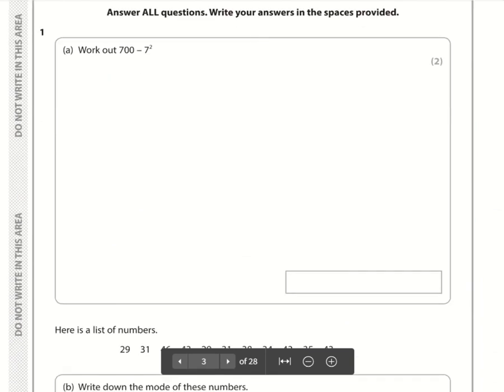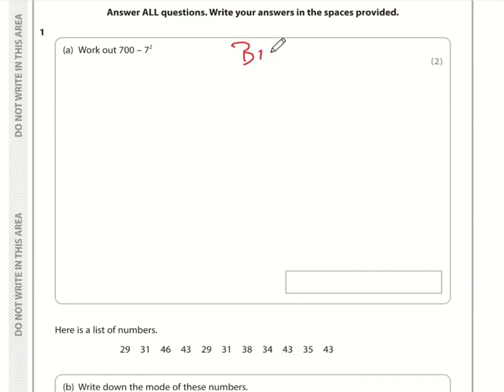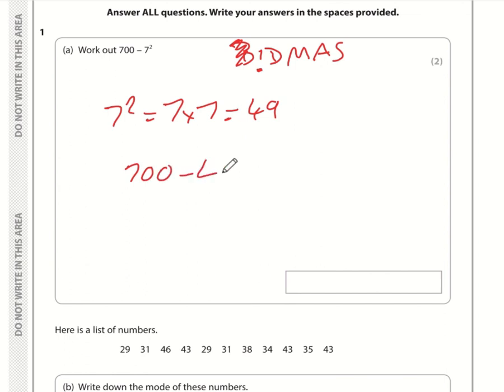Work out 700 minus 7 squared. So this question is just checking our understanding of BIDMAS. We don't have any brackets, but we do have indices, 7 squared. Now 7 squared means 7 times by 7, which is 49. So the question is simply 700 take away 49. So the answer is 651.